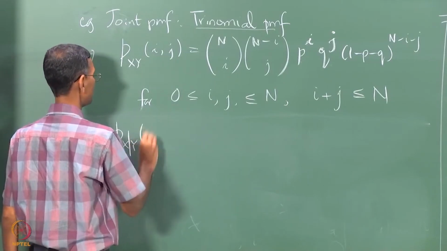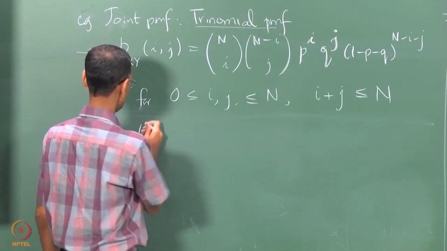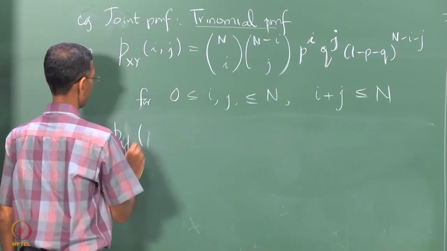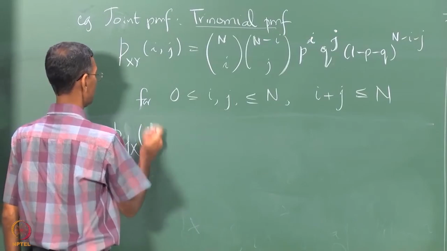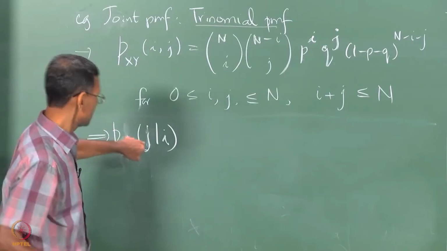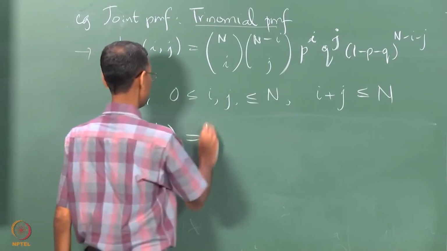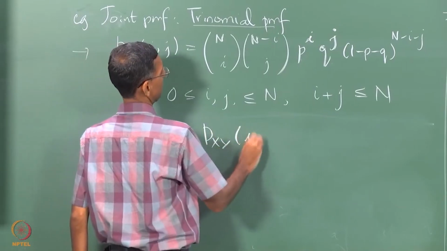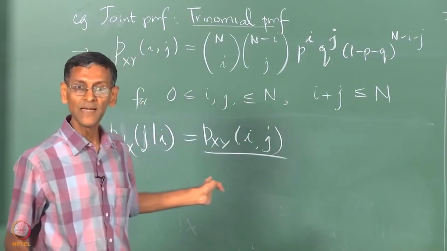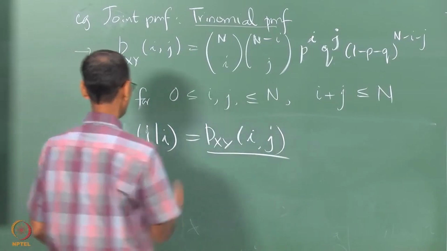P of y given x, what did we call it? Sorry, y given x, right? P_{Y|X} of j given i. So I am going to still continue to use j here. So this is P_{XY} of ij divided by P, what is the denominator? P_X of i, right.